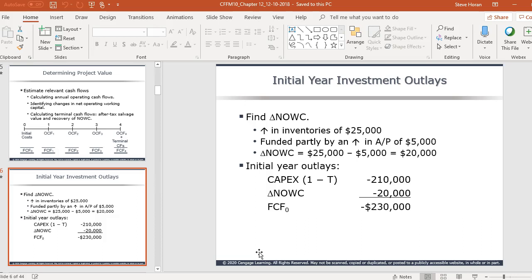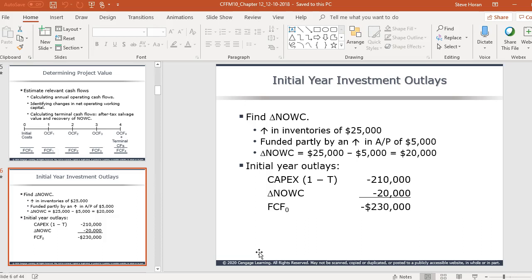We're also going to increase accounts payable by $5,000, which is common. Obviously, as inventory goes up, your payables go up. And so the net operating working capital is the change between the two, 25 minus 5 for 20.